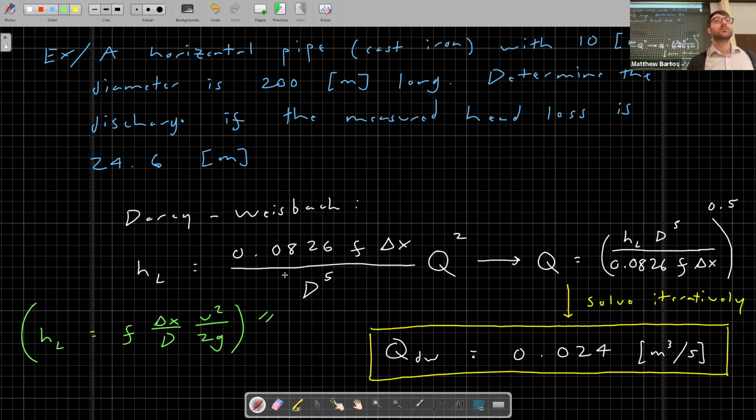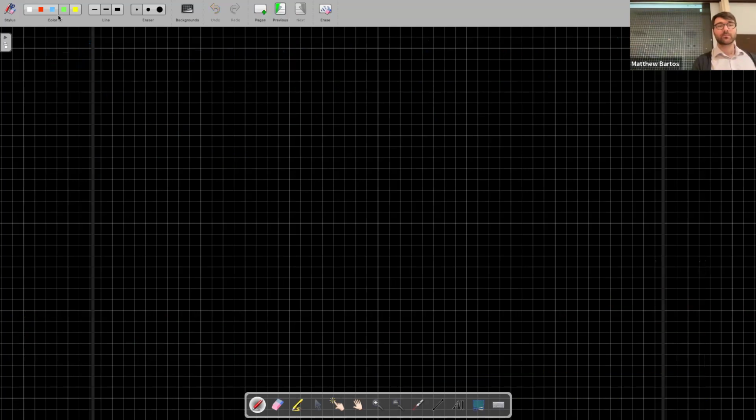Yes, the roughness height E, I looked up that value to create this answer. But the friction factor itself has to be solved iteratively. So for Darcy-Weisbach, the friction factor is not a static constant. It depends on the velocity. Okay, so 0.024 is the discharge that we get from Darcy-Weisbach. Let's go ahead and try Hazen-Williams.